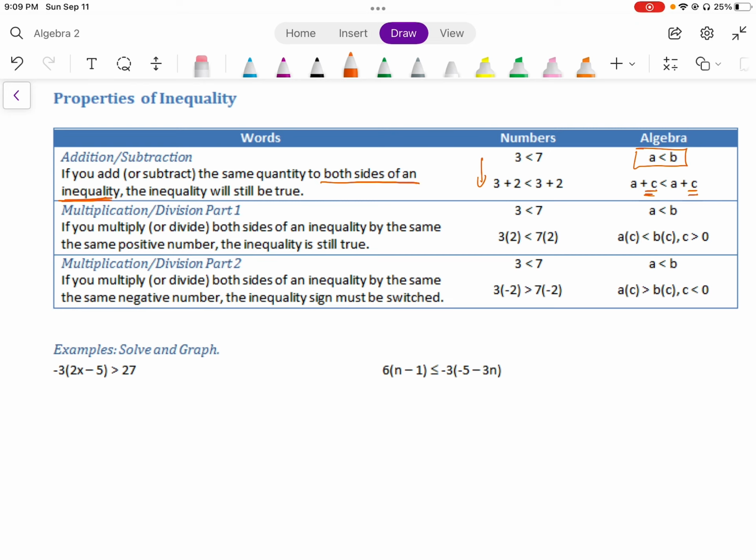Part 1 of the next rule, multiplication and division: if you multiply or divide both sides of an inequality by the same positive number, the inequality is still true. So we have 3 is less than 7 if we multiply both sides by a positive number. So in this example, we multiply by a positive 2. In the algebra terms here, a is less than b. They're real numbers. If you multiply both sides by c, it's still true as long as c is greater than 0, which means it's positive.